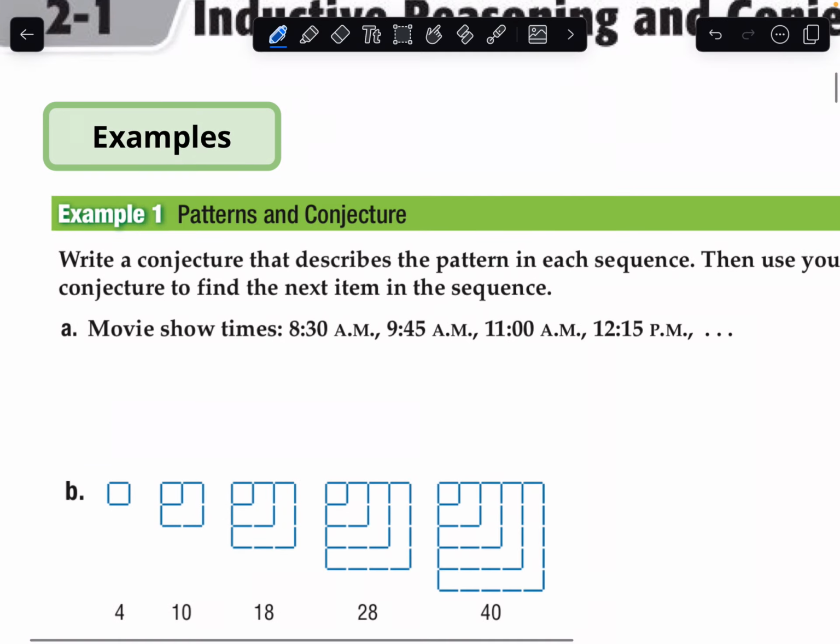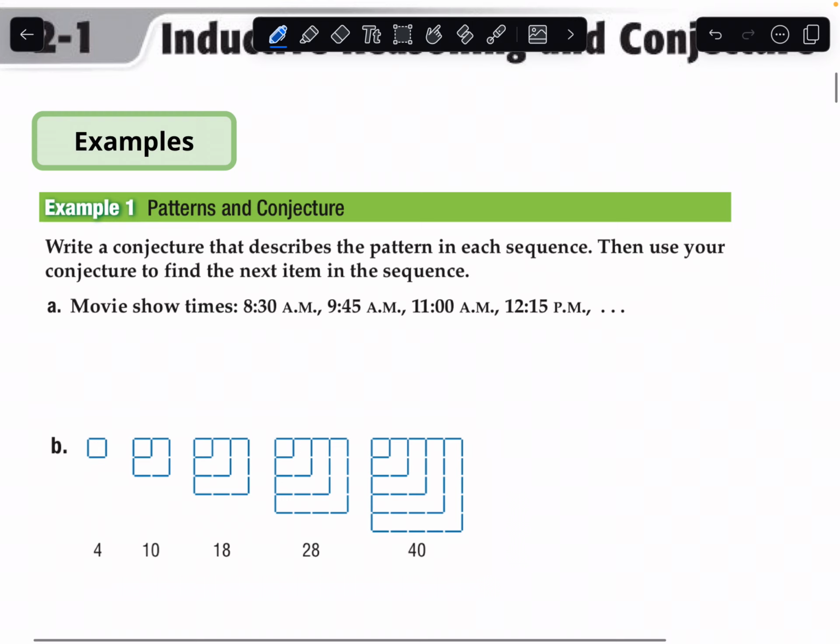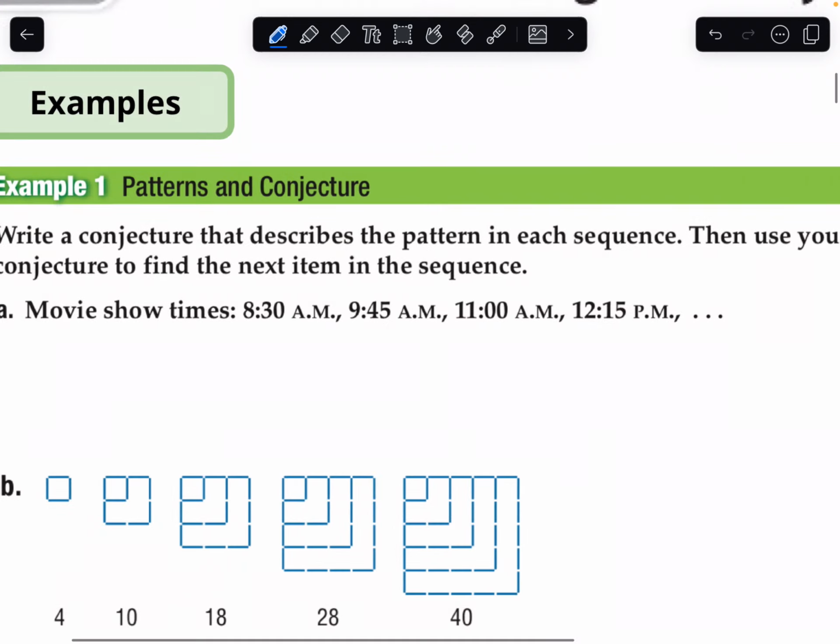For example 1, we need to write a conjecture that describes the pattern in each sequence. Then use your conjecture to find the next item in the sequence. First up, we have some movie show times. First one is at 8:30 a.m. I don't know of any theaters around me that start that early, but okay. Then the next one is at 9:45 a.m.